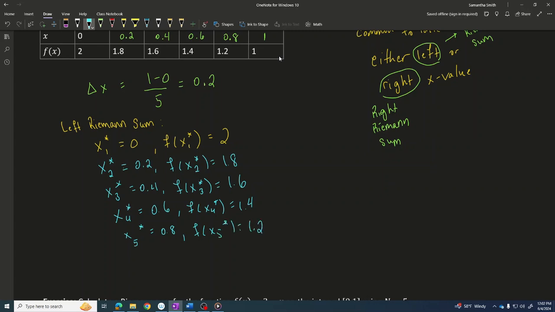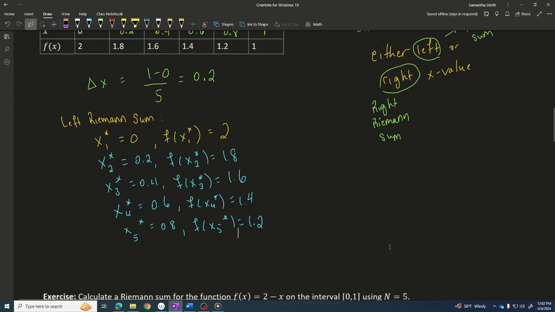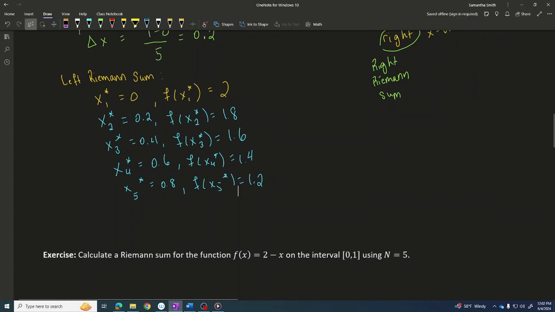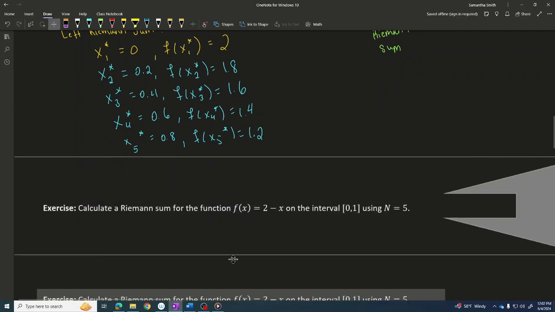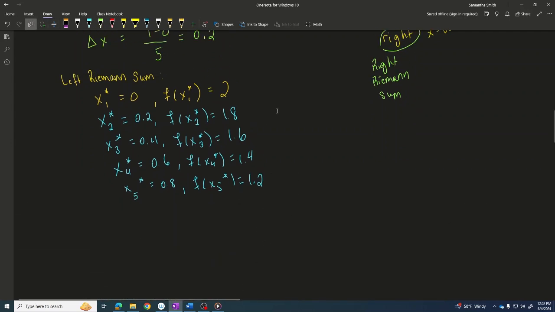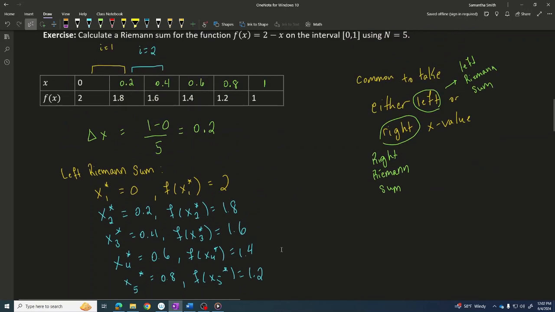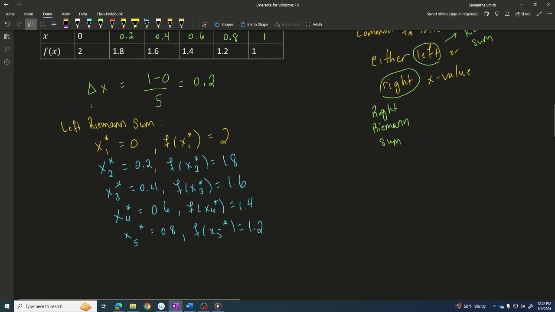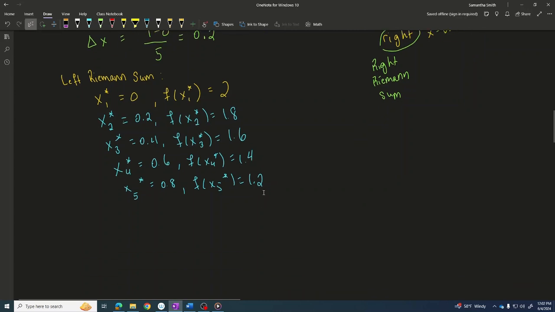Giving me a corresponding output of 1.2. Now to finish the left Riemann sum, all I would have to do is take each of these output values and multiply them by the delta x. So I would have 2 times delta x. I would have 1.8 times delta x.